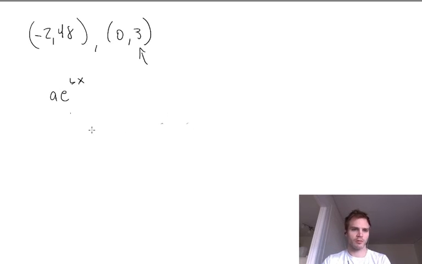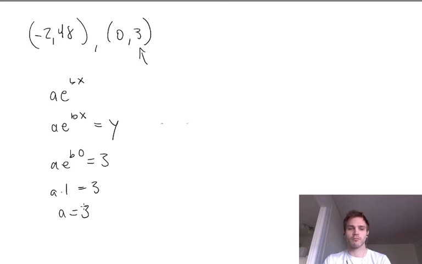So from the same equation, a times e to the bx, now this equals y. So when x equals 0, the whole equation equals y. So a times e to the b times 0 equals 3. Okay. And then b times 0 is just 0, and e to the 0 is 1. So a times 1 equals 3. So a equals 3. Does that make sense? Now, we know a is equal to 3, so we'll just plug that in. So 3e to the bx.